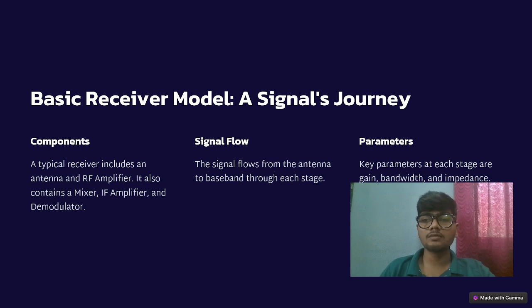Basic receiver model: the signal's journey. Components, signal flow and parameters. A typical receiver includes an antenna and an RF amplifier. It also contains a mixer, an IF amplifier and a demodulator. Signal flow: the signal flows from the antenna to baseband through each stage. Parameters: key parameters at each stage are gain, bandwidth and impedance.